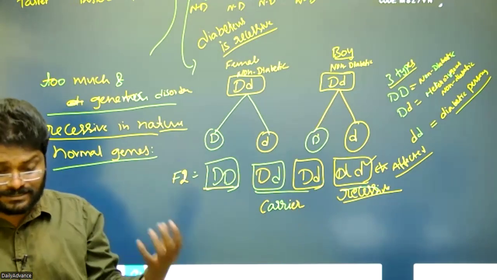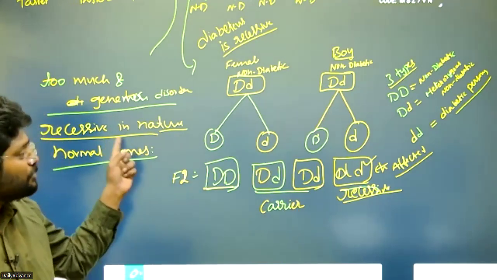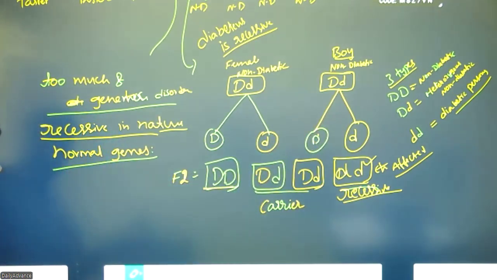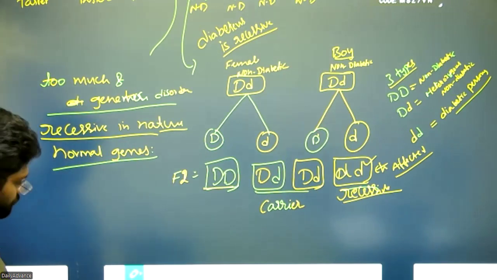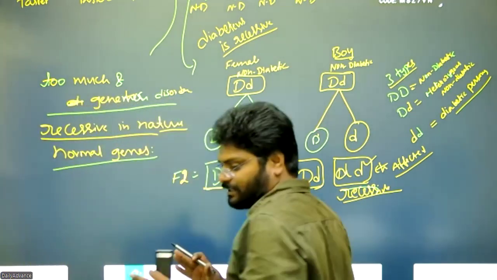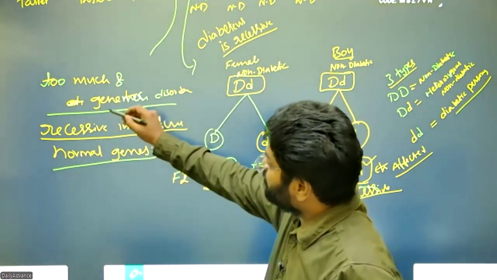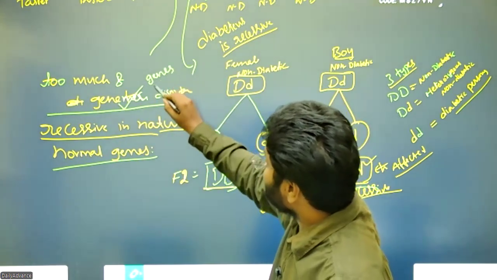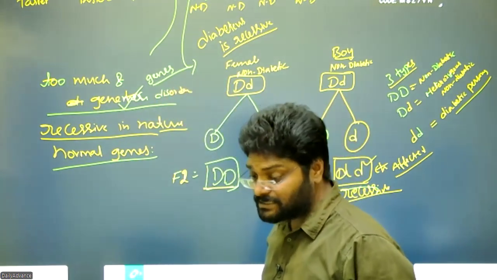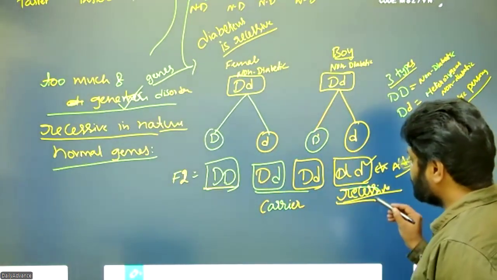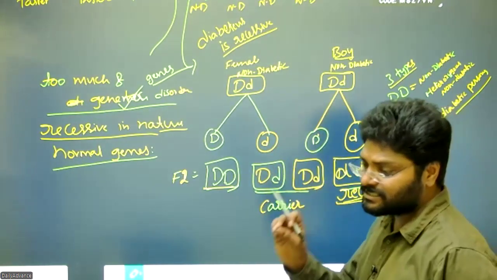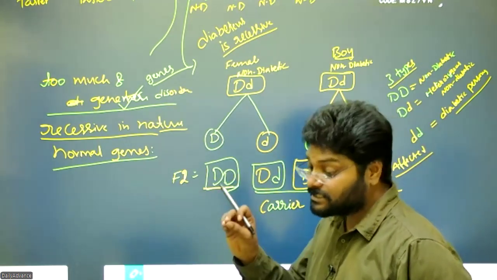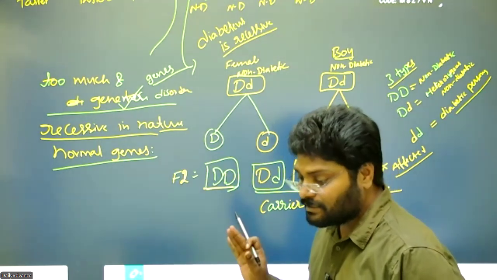If more persons are expressing these recessive genes, the population must have more heterozygotes. So, conclusions, you should understand: the human population generally has a large number of genetic disorders. Disorder-causing genes are present, but people are not affected, because a recessive is expressed only in the homozygous condition, and recessive genes are always suppressed by a normal gene.